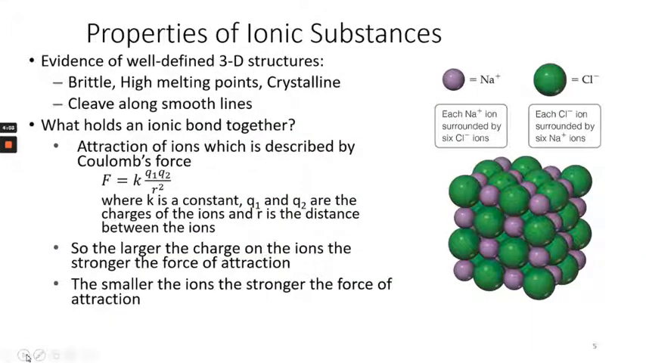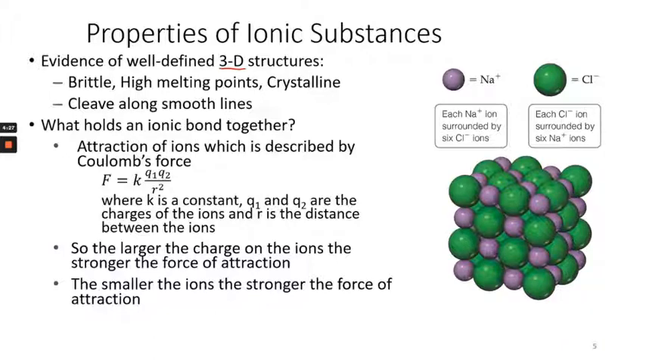So what are some properties of ionic substances? Well, you get a well-defined 3D structure, a crystal, which are brittle. They have high melting points. They form crystal structures. You could actually cleave them along smooth lines. What does cleave mean? Cut them. You could chop it along a smooth line. And the smooth lines that you could cleave it on are called cleavage planes.